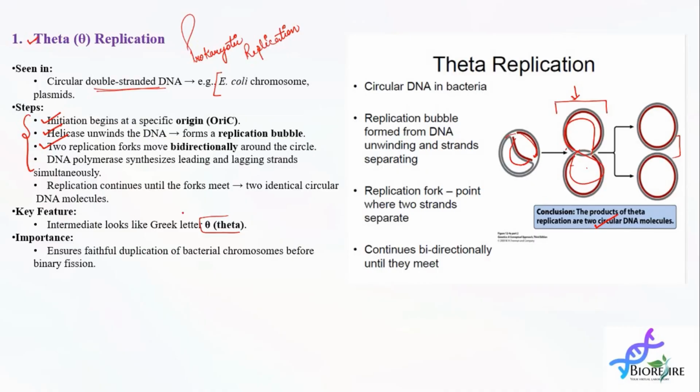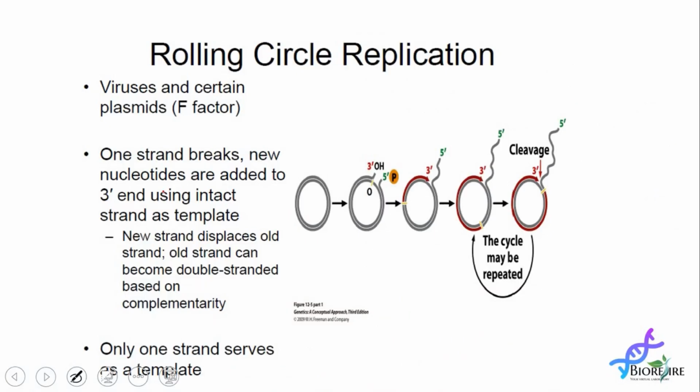Importance: ensure the faithful duplication of the DNA of the bacterial chromosome before binary fission. Next is rolling circle DNA replication.